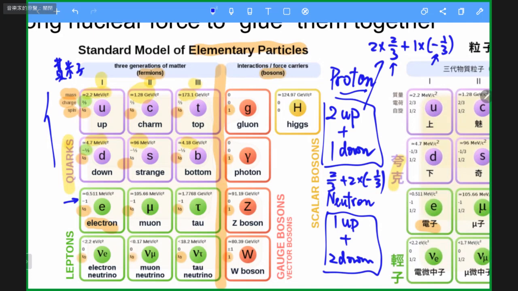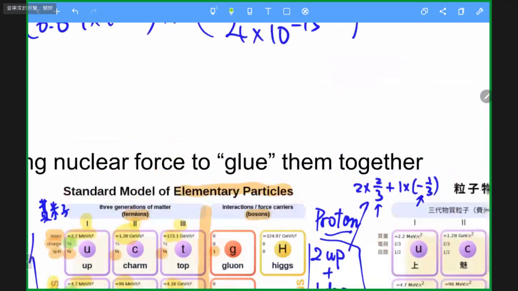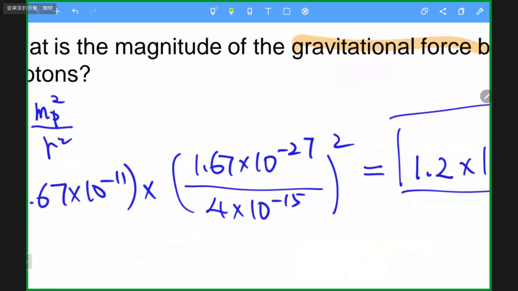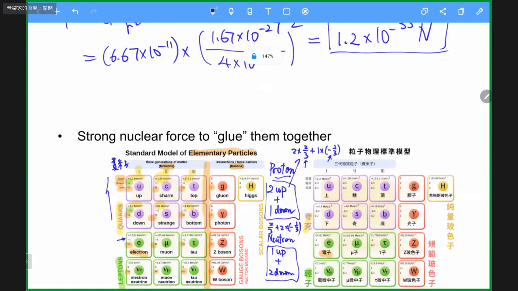On the top left, it is a quark. On the bottom left, it is called the leptons. Very light. You know the electron is very light, hundreds of times lighter than the protons and neutrons. The mass of the proton is 1.6 times 10 to minus 27 kilogram. The mass of the electron is 9.11 times 10 to minus 31 kilogram. So it's quite a bit lighter.